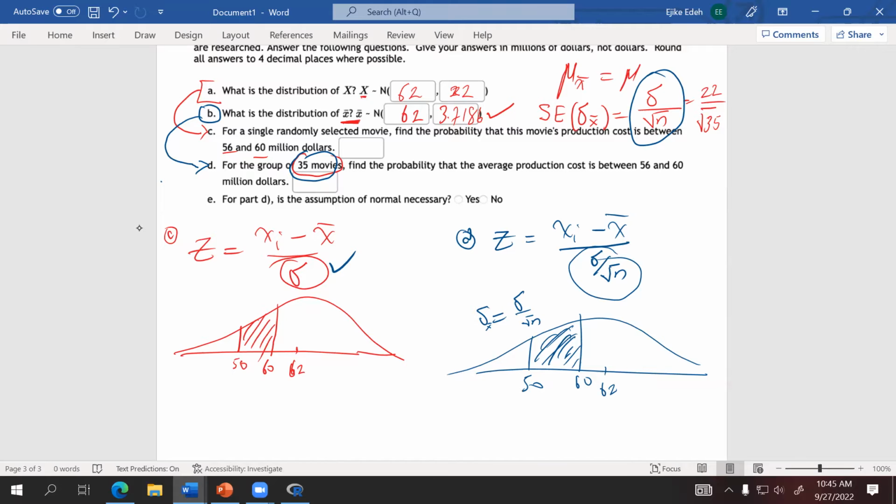How do you solve E? Because I keep guessing on that homework. For part D, is the assumption of normality necessary for part D? Okay, so we're out of time. Let's talk about this next class.